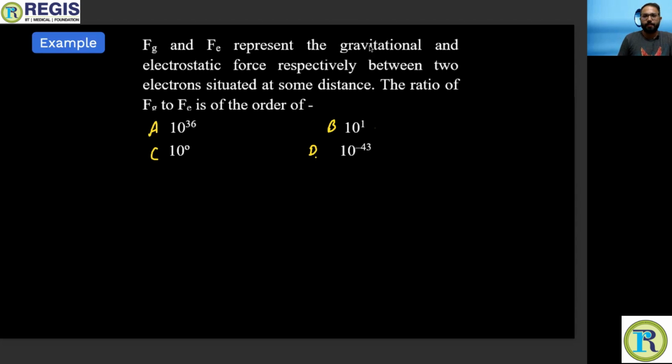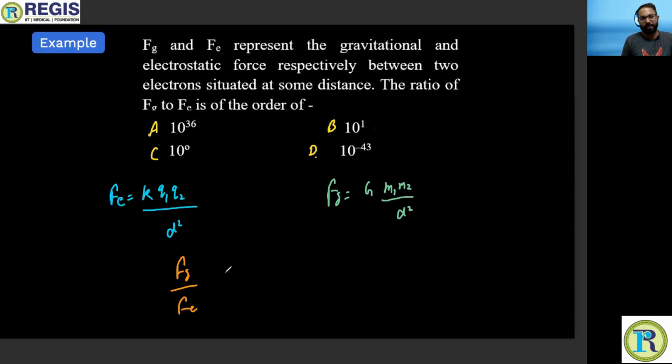So if you write the formula for electrostatic force, that is Fe, it will be K times Q1 Q2 divided by D square. Similarly, I can write the formula for gravitational force. It is capital G M1 M2 divided by D square. And we have to find the ratio. So Fg divided by Fe. You can see D square will be cancelled directly. So now we have to write G M1 into M2 divided by K times Q1 Q2. Clear?